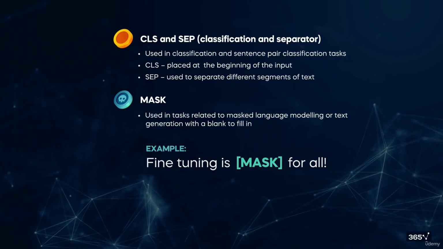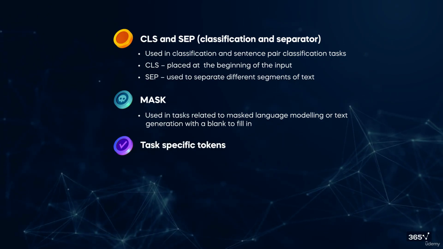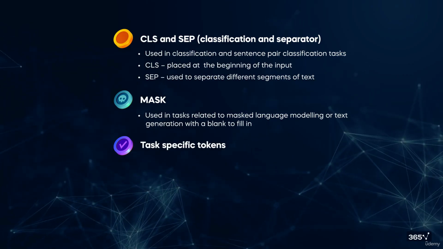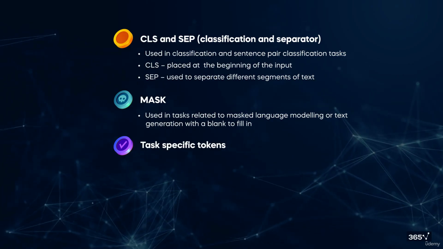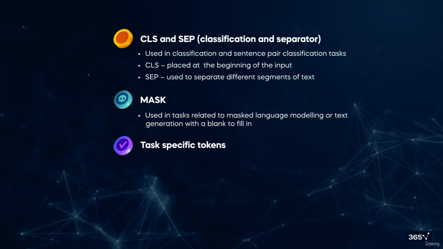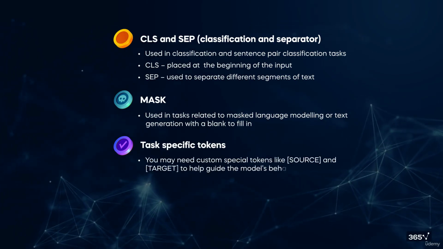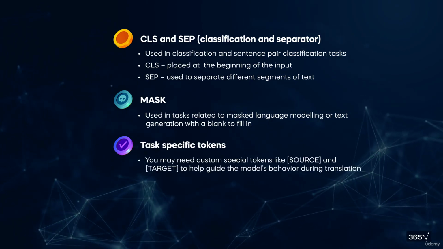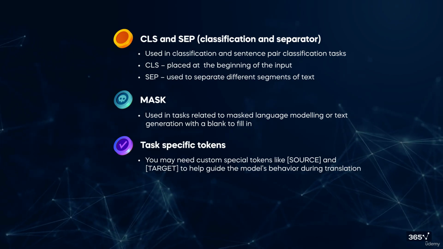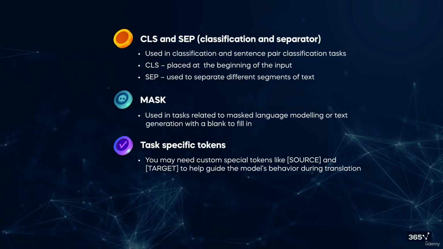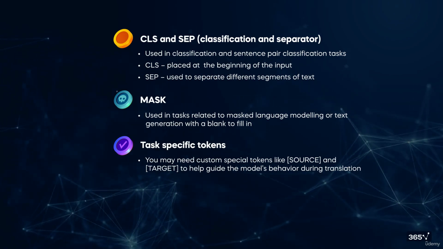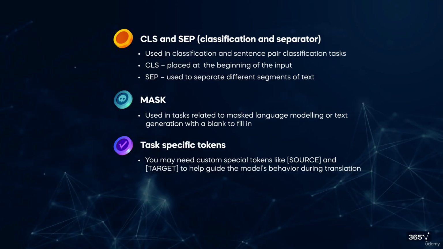Depending on the specific task you want the model to perform, you may introduce custom special tokens. For instance, if you're using the model for translation, you might have a special token like source and target to indicate the source and target languages respectively. These tokens help guide the model's behaviour during the translation.